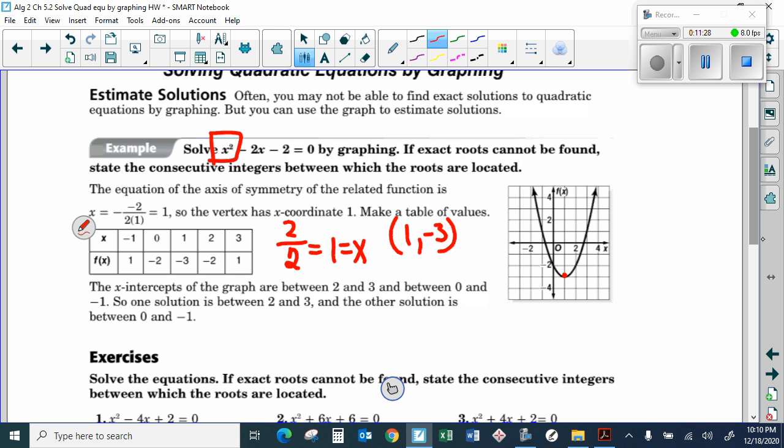Again, now using my shape, the general shape is y equals x squared. So that means right 1, up 1, left 1, up 1, right 2, up 4, 1, 2, 3, 4. Left 2, up 4 right there. So now I have the general shape. It says if it's not exact, state the consecutive integers. Consecutive means one after the other. So it's between 0 and negative 1, and between 2 and 3. There's where your two roots are.